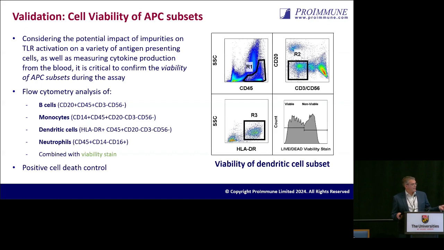So here, this is just an indicative panel of data by flow cytometry looking at the dendritic cell subset. So we're gating on the CD45 versus side scatter, highlighting the CD3 negative, CD56 negative, CD20 negative population, class 2 positive, HLA-DR positive, and then the viability stain as well. So you're able just to confirm in the presence or absence of the drug what the effect is on the viability of those individual APC subsets.